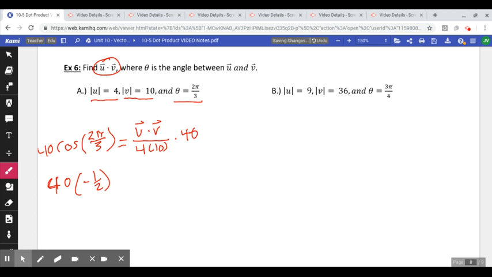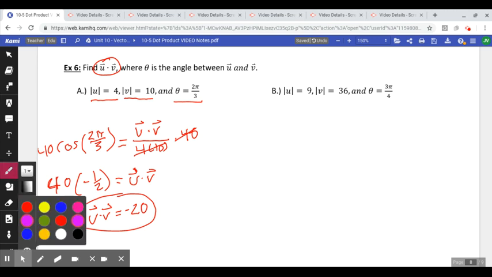2 pi over 3 is also 120 degrees. If we multiply by 40 on each side, the denominator is gone on the right, and we'll have the dot product of u and v. The dot product of u and v then is going to be equal to 40 times negative 1/2, which is negative 20. And that's what we're asked to solve for here. We don't know what these two vectors are or where they are or what the components are of each one, but we don't really care. We're only concerned with finding that u dot product with the v.